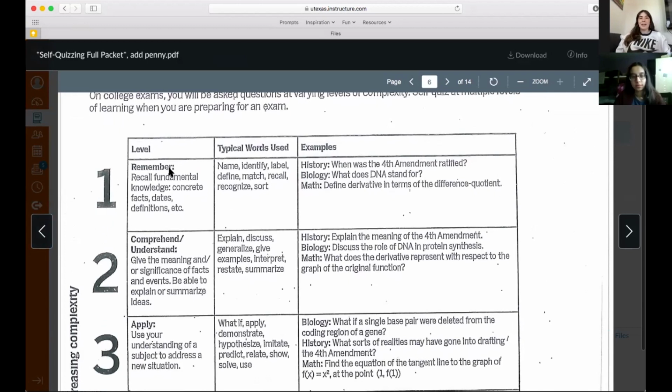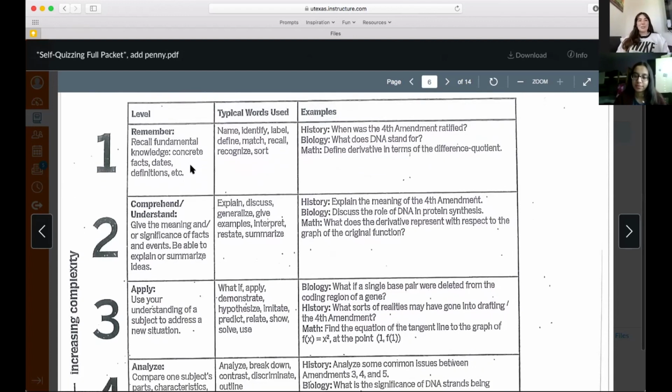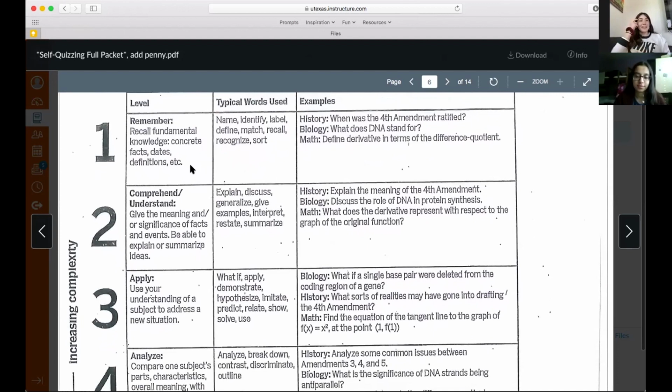So go ahead and read to me this description for level 1. So level 1 is remember, which is recalling fundamental knowledge, concrete facts, dates, definitions, etc. Perfect. These are the most basic of questions, right? And what's really cool about these is that you are going to see them a lot in high school, but not as much as in college, correct? Right. So typical words used are name, identify, label, define, match, recall, recognize, sort.